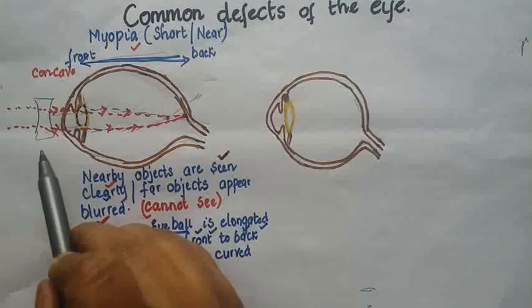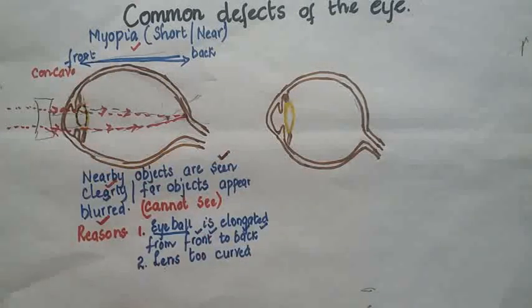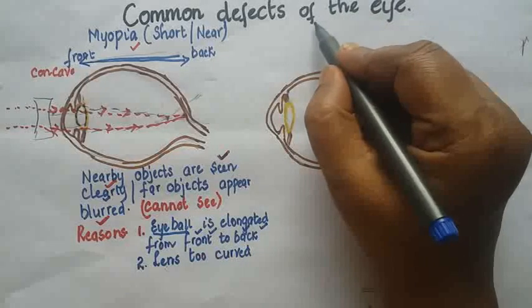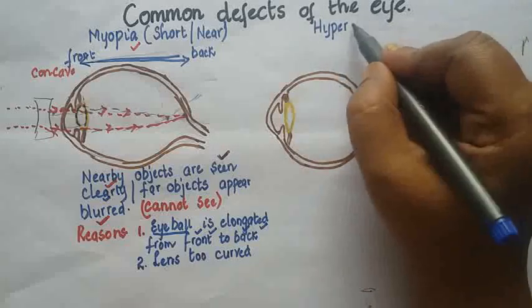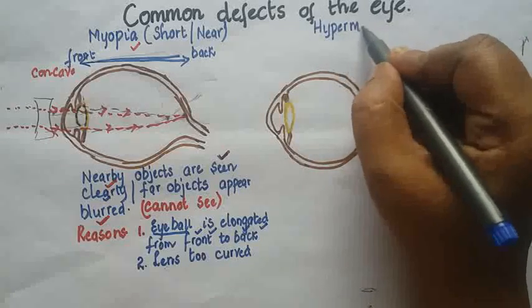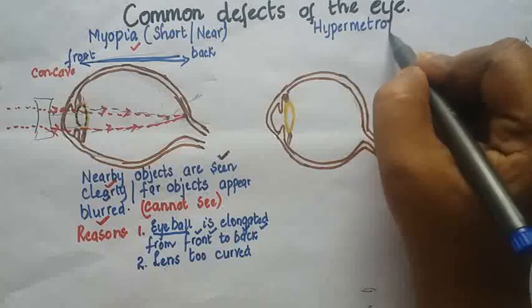So what is the lens used for myopia? It is the biconcave lens or concave lens. Now let us move on to the next defect, which is more common among the elderly people, known as hyperopia or hypermetropia.